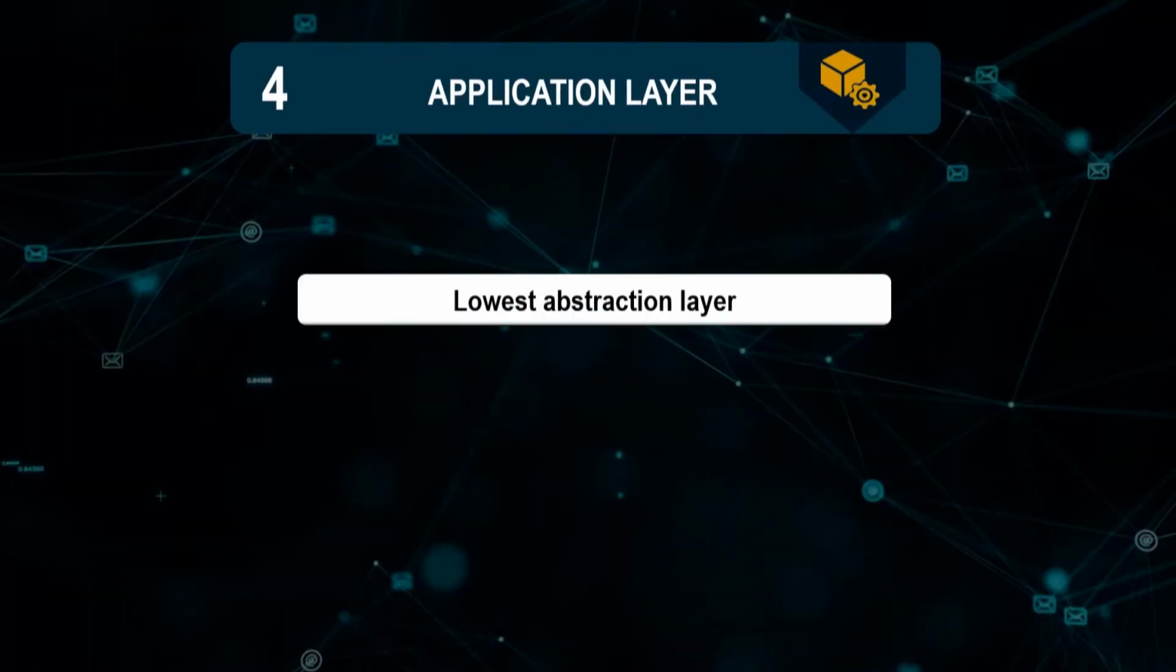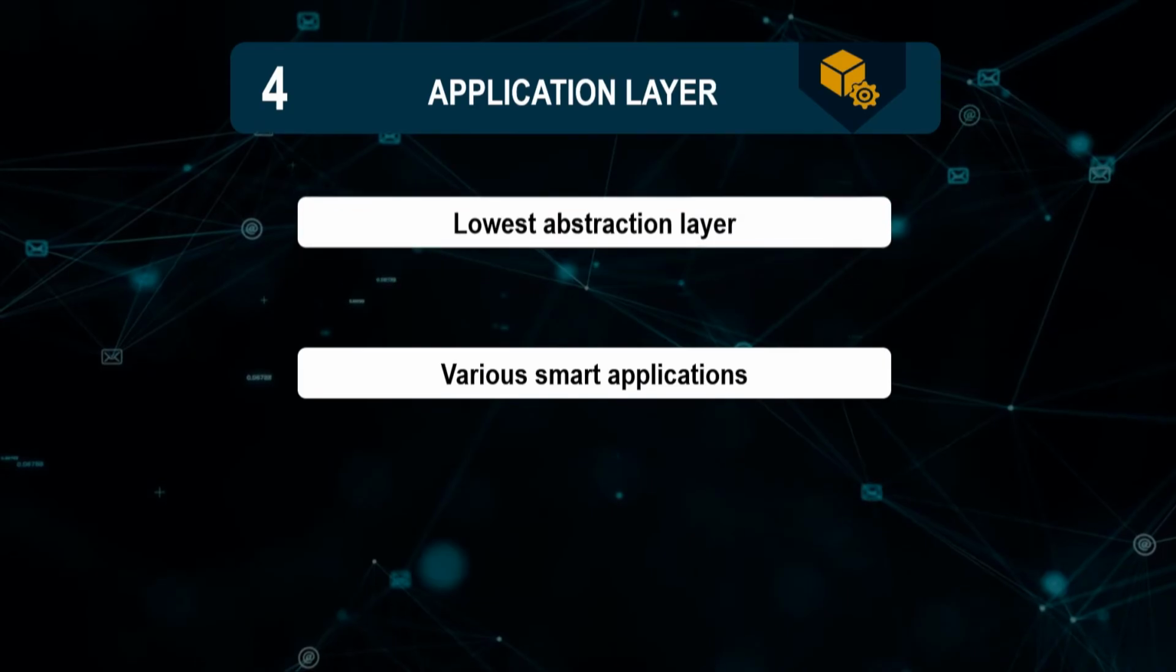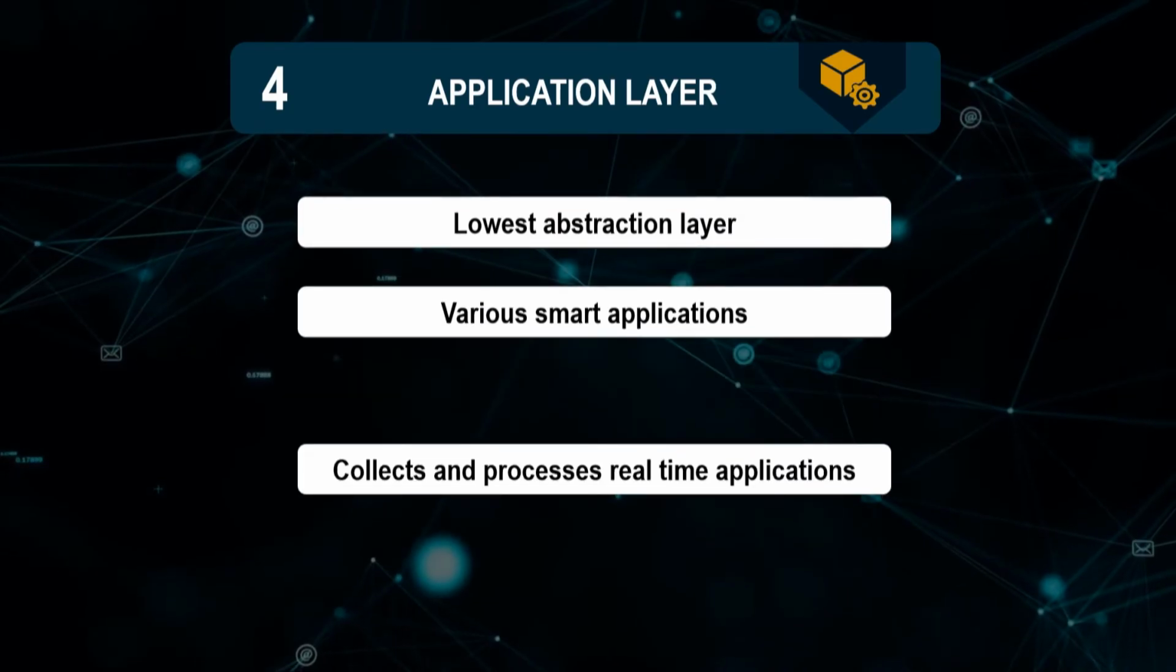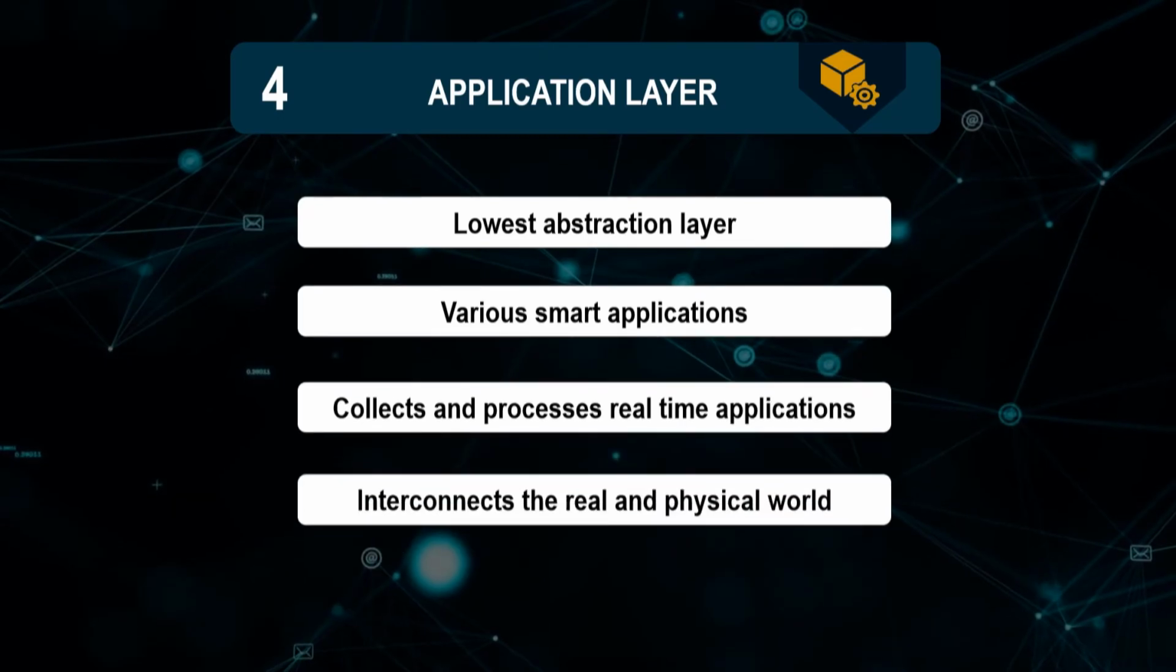Next one is your application layer. The application layer is the lowest abstraction layer. It uses various smart applications and it collects and processes the real time applications as well as it interconnects the real and the physical world.